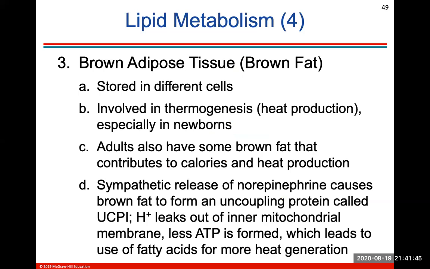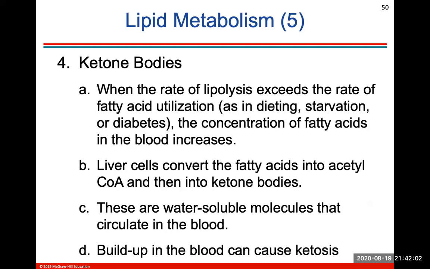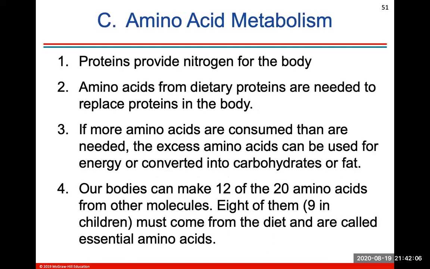Lipid metabolism uses brown adipose tissue, or brown fat, which is just stored in different cells. Sympathetic release of norepinephrine will cause brown fat to form different proteins, which will leak out of the intermitochondrial membrane. Ketone bodies, I'll let you read through this, and then amino acid metabolism has to do with proteins, which are providing nitrogen for the body.